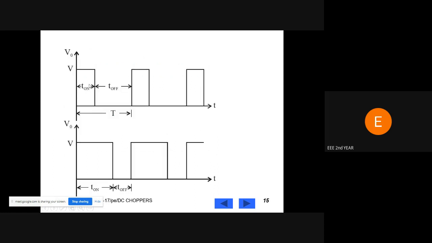So like this, see, these are two different things. Here we kept T on as a variable one, but we maintain the total time period T constant. Okay, so the time period T is constant, and here T on is a very reduced value and T off is an increased value. See here the next picture. Here the total time period T is the same, we are maintaining the same value, but here the T on period is increased and the T off period is reduced.